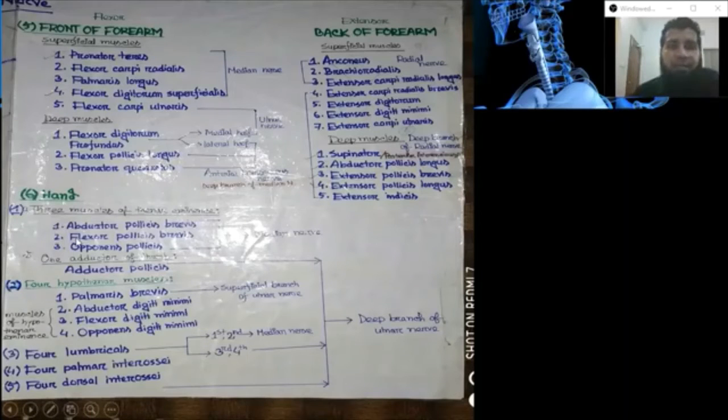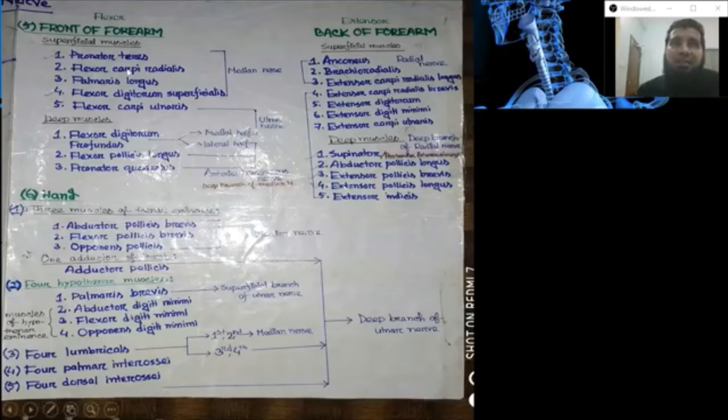So coming to the hand, here there are thenar muscles and hypothenar muscles. In case of the thenar eminence, there are abductor pollicis brevis, flexor pollicis brevis, and opponens pollicis. And there is one adductor of the thumb, this is adductor pollicis. These thenar muscles are supplied by the median nerve. And in case of the hypothenar muscles, there is palmaris brevis, abductor digiti minimi, flexor digiti minimi, opponens digiti minimi. These are supplied by the superficial branch of the ulnar nerve.